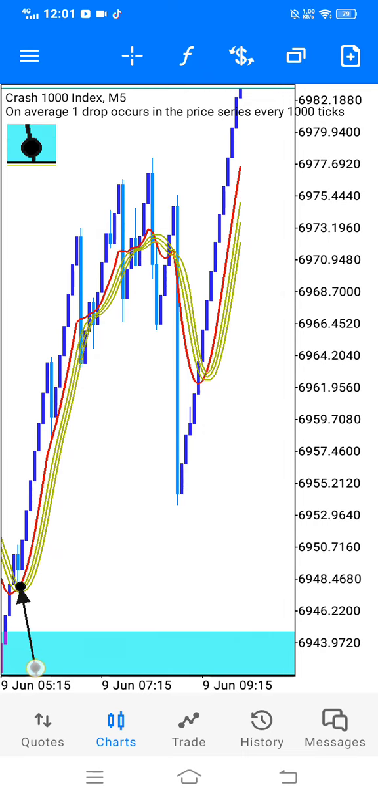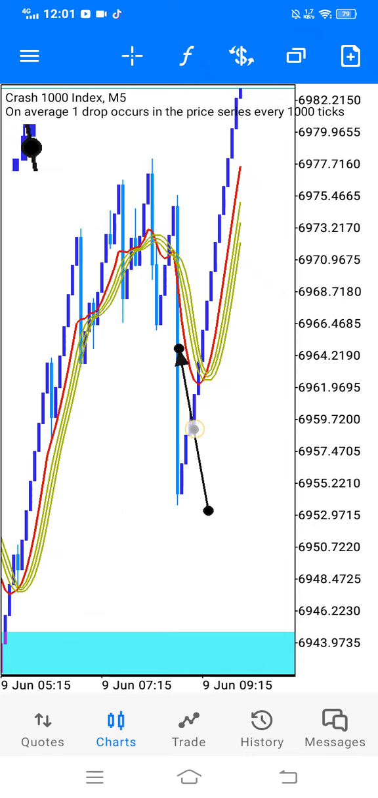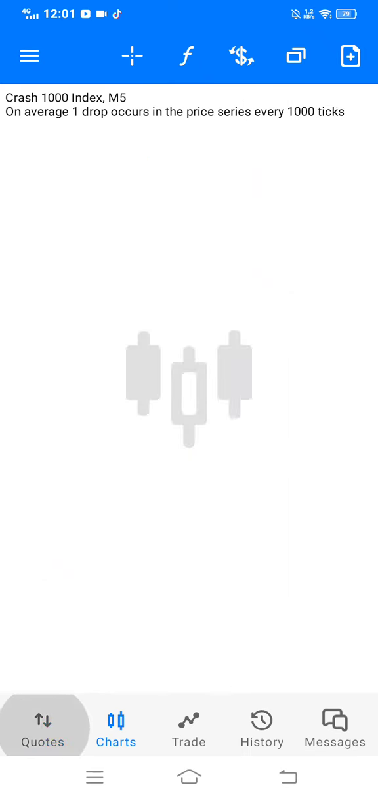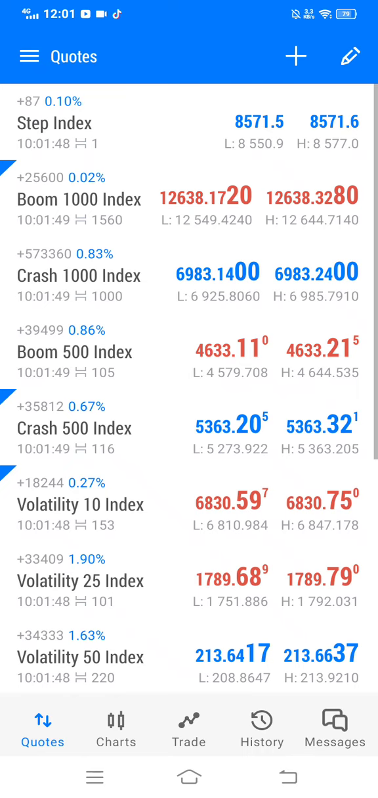Over here, same thing happened. The red crossed the golden zone. You enter the market, 1 2 3, and you close. That's 15 candles that you guys get on each trade. So this is great for growing small accounts, guys. You can check some other pairs as well.